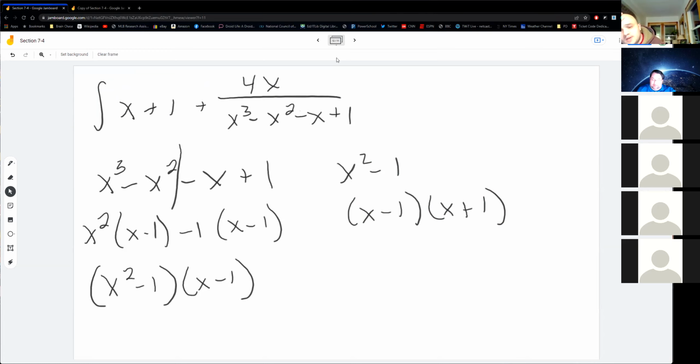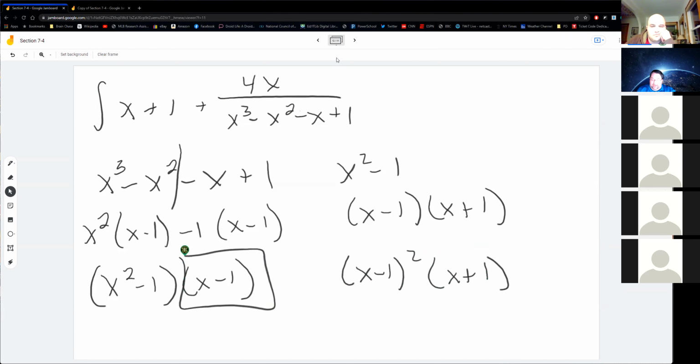And now x minus 1 repeats. So now we had x minus 1 times x plus 1 times x minus 1. Right. So we have x minus 1 squared, which is the important part of this problem. So we have x minus 1 squared times x plus 1. Because we have this x minus 1 and that x minus 1.